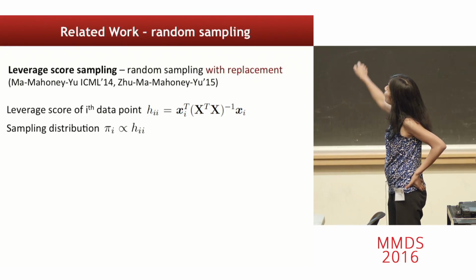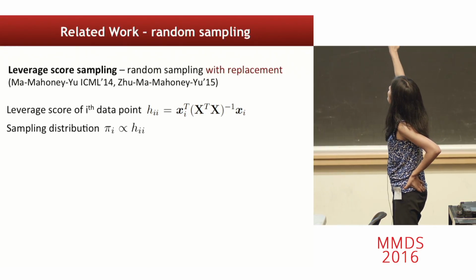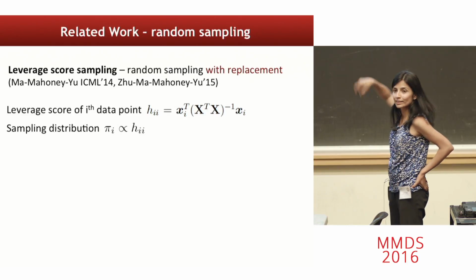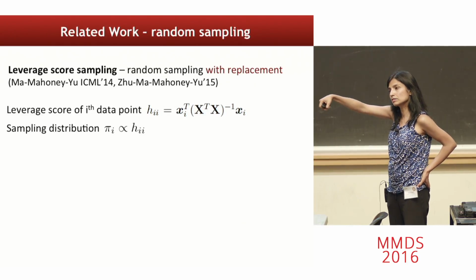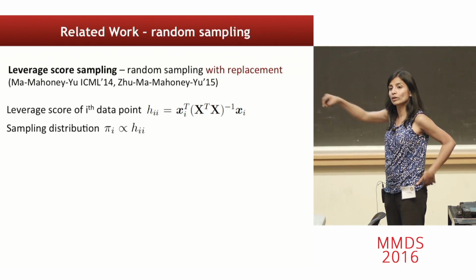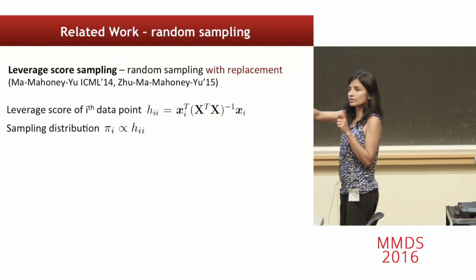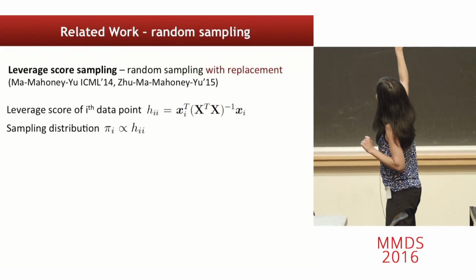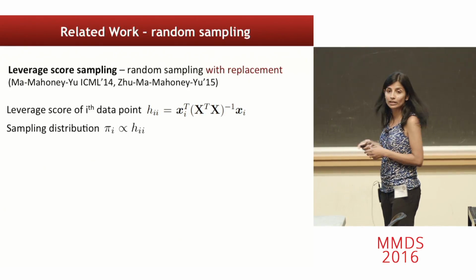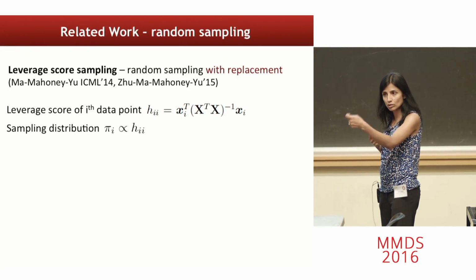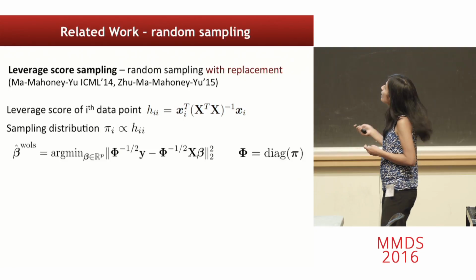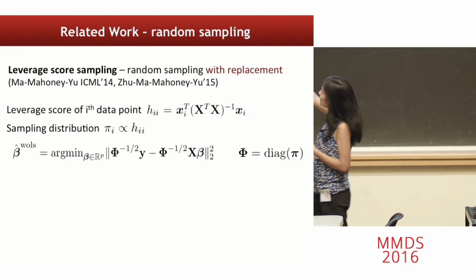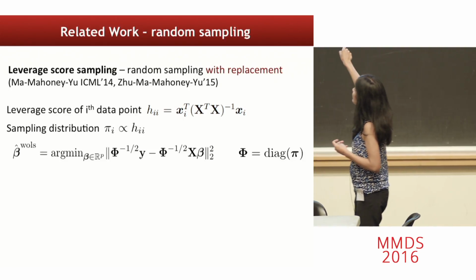Okay? And what a leverage score is, is essentially this quantity. It's the projection matrix and you're looking at its diagonals. So the diagonal entries tell you the importance of each row in the data matrix, right? And you sample a row proportional to its leverage score. And what they had shown was they actually used a slightly different estimator called a weighted OLS.